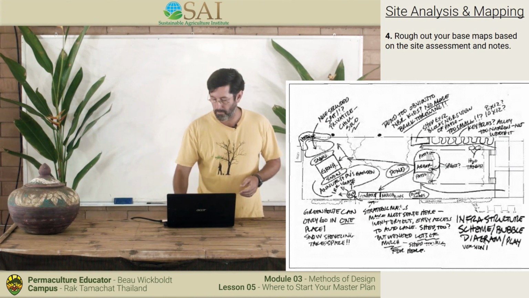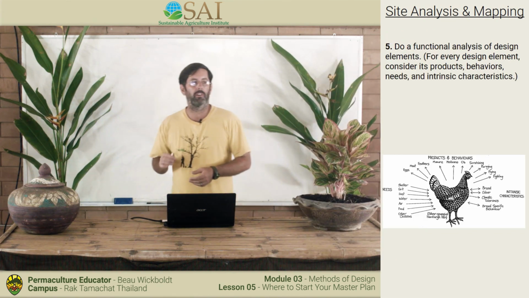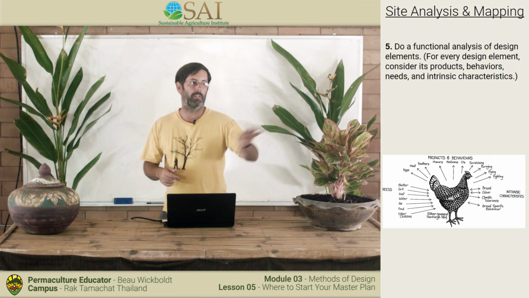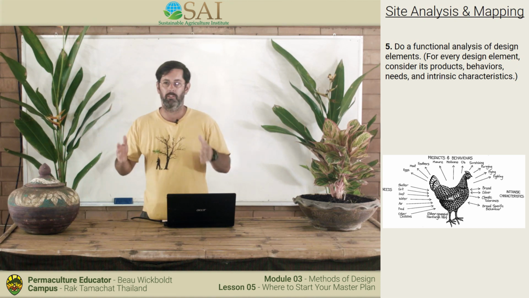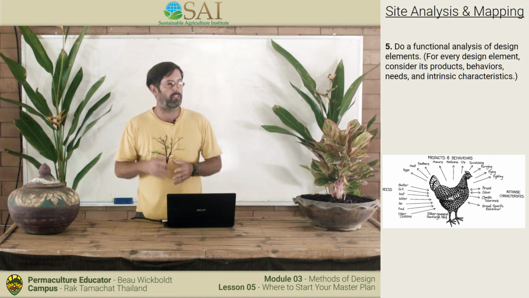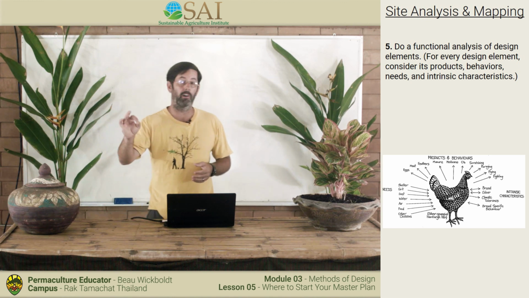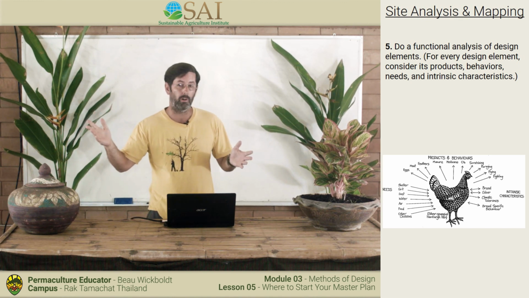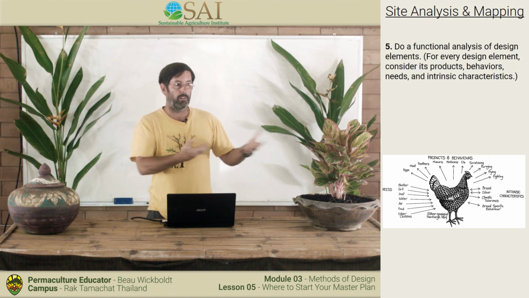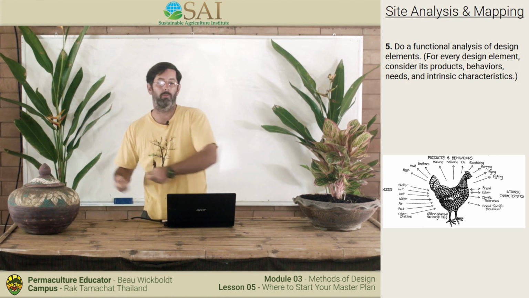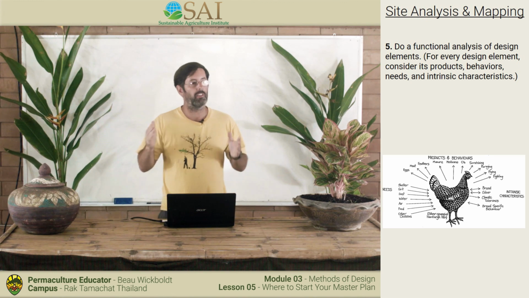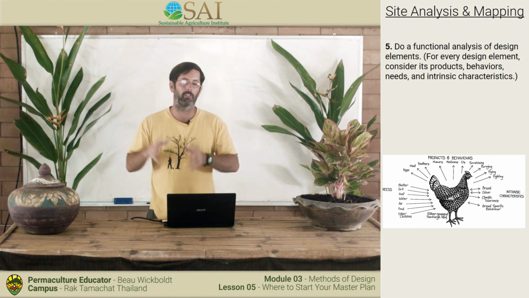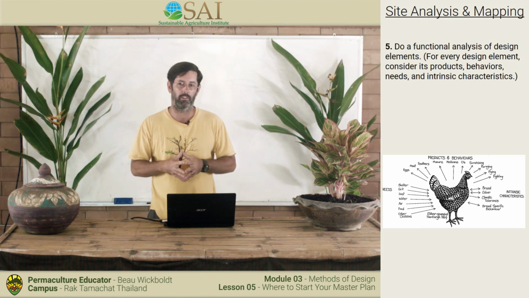So they help us. Do a functional analysis of each of those elements. So if you said you want this, what is your analysis? For every design element, consider its products. What does it make? Its behaviors. How does it work? Its needs. What do I need to provide for it to thrive? Its intrinsic characteristics. How do I describe it? What are the adjectives associated with it?